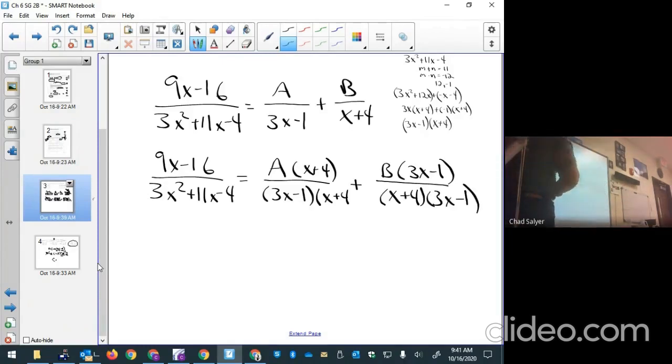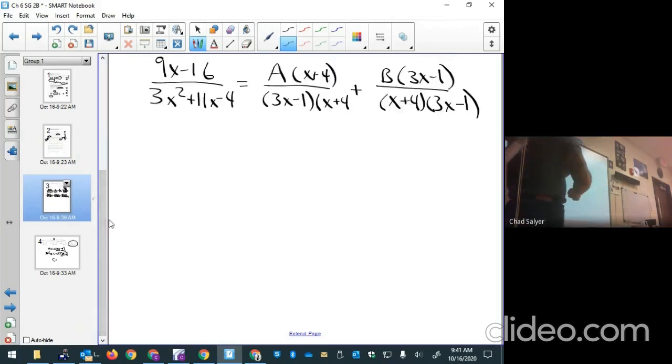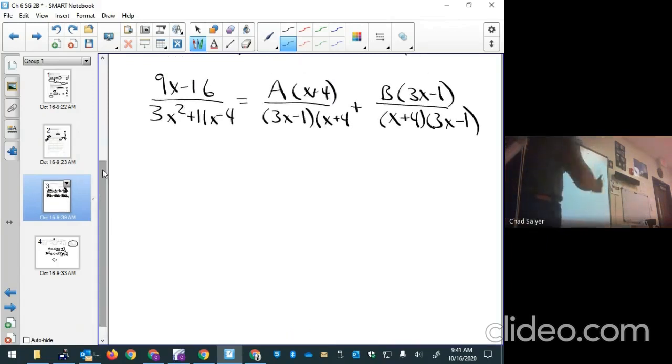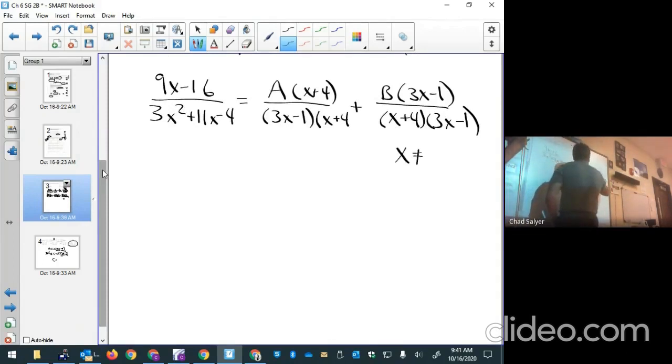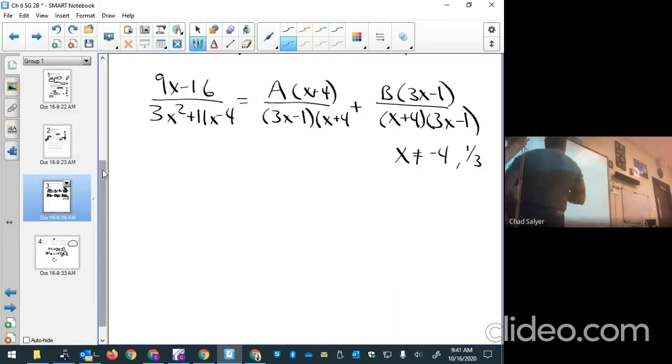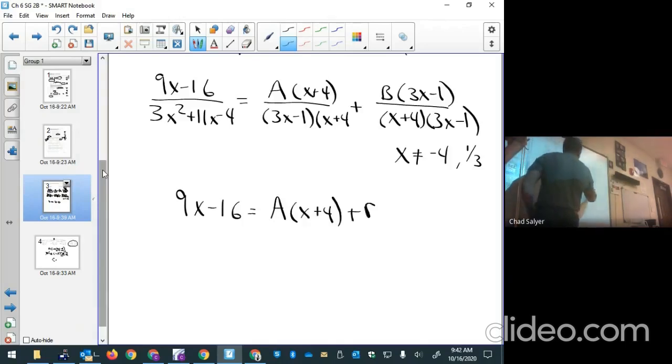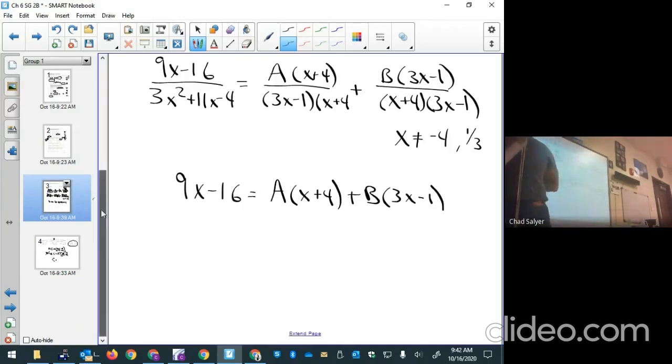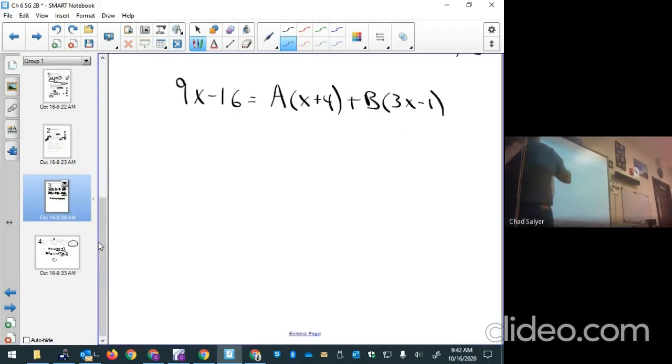And as I said when I went through the lesson, the excluded values aren't very important here, but most of the time they are, so it's good to be conscious of them. We know that x could never equal negative 4 or positive 1/3, because those would be the zeros of those. Now we can set the numerators equal. Like so. And now we just solve for A and B here.